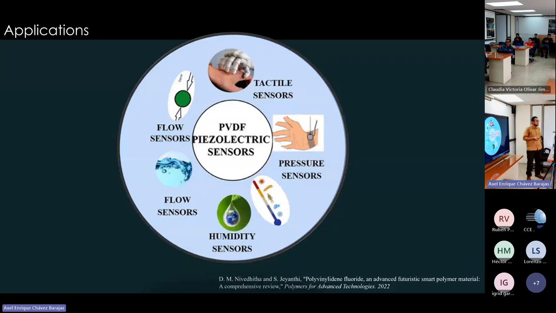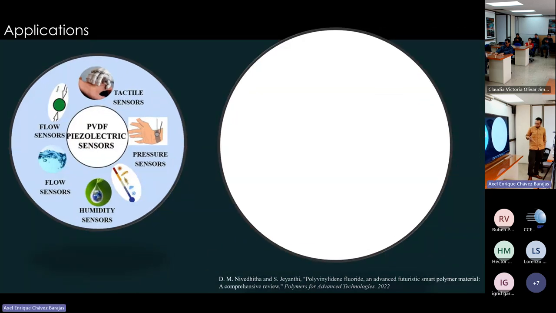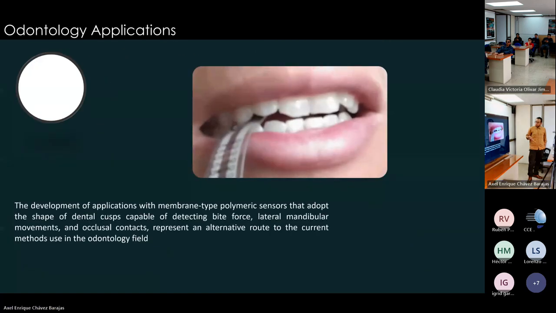As a sensor, it's important to assess the capability of PVDF due to its high ability to detect minimum changes in electrical potential and its high sensitivity to strain. So, particularly in odontology applications, the development of applications with membrane-type polymeric sensors that adopt the shape of the dental cusps represents an alternative to the current methodologies used in the assessment of bruxism or, in general terms, in the odontology field.